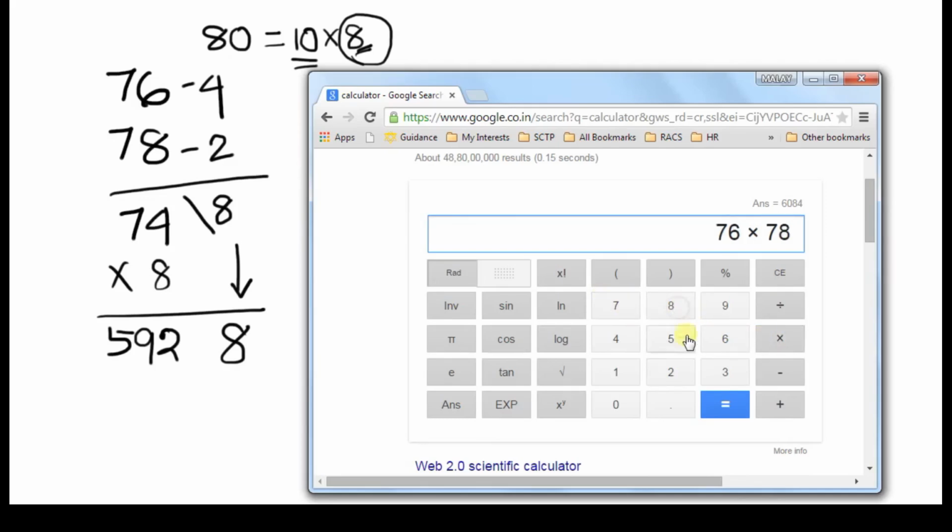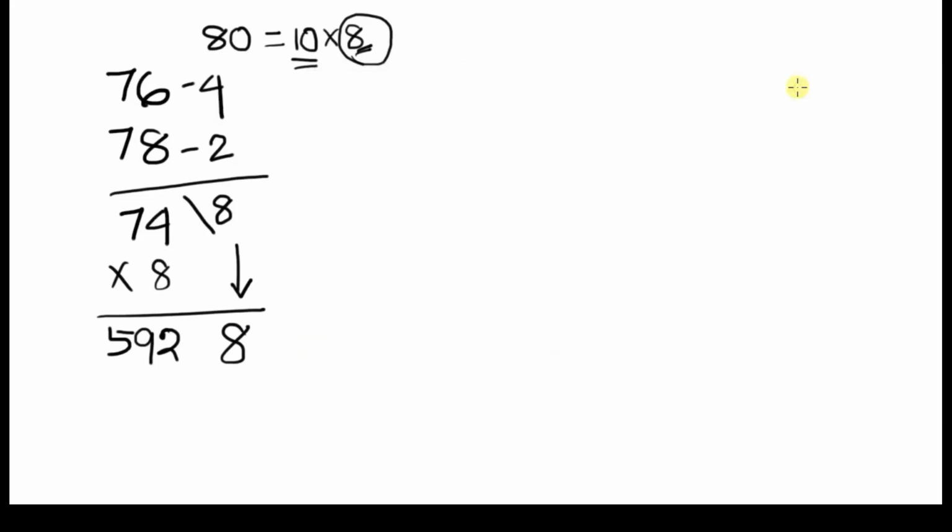Today we are going to see the multiplication of numbers without taking the base as 100. That means we want to take some other base so that we can multiply numbers which are not even near to 100, 1000 or 10,000. So let's start with an example. The first example I will take is 76 into 78.